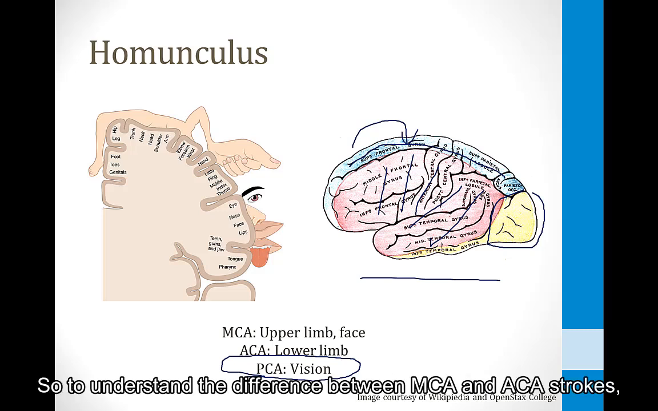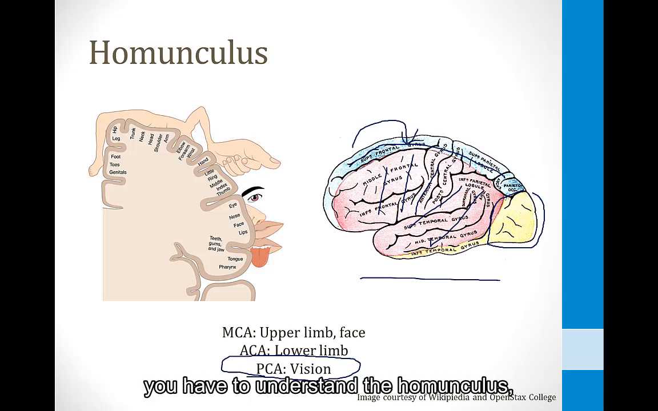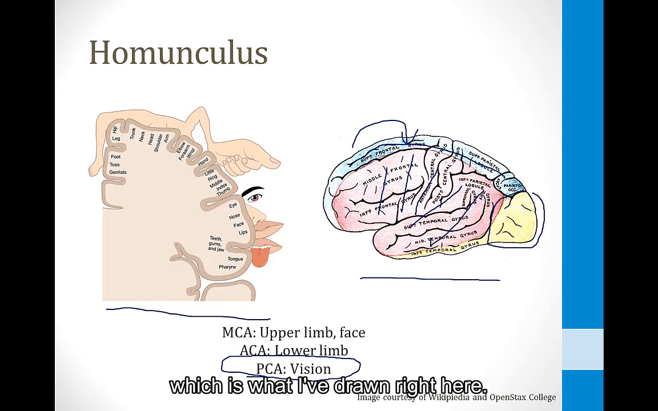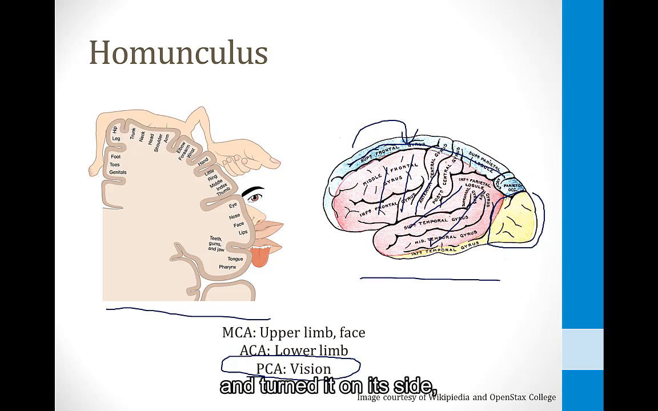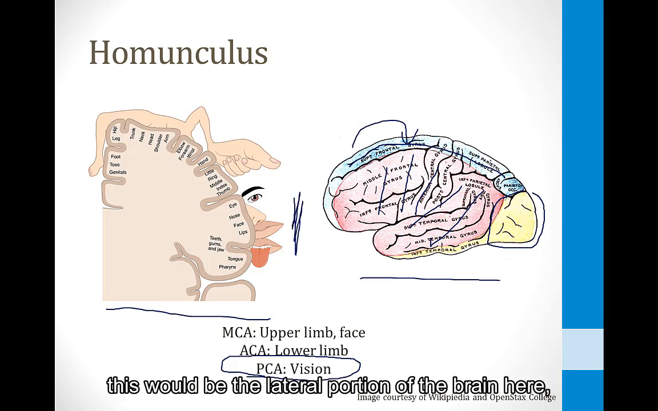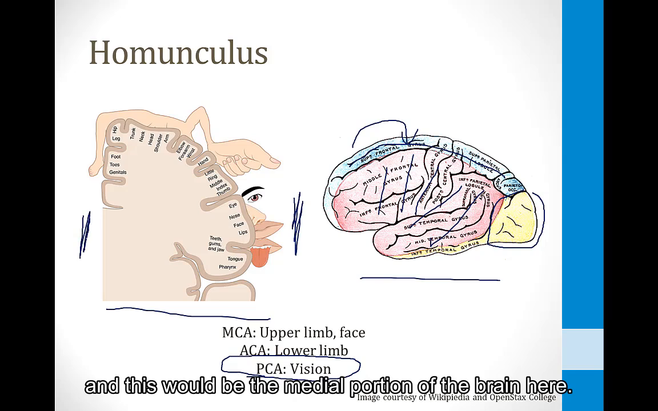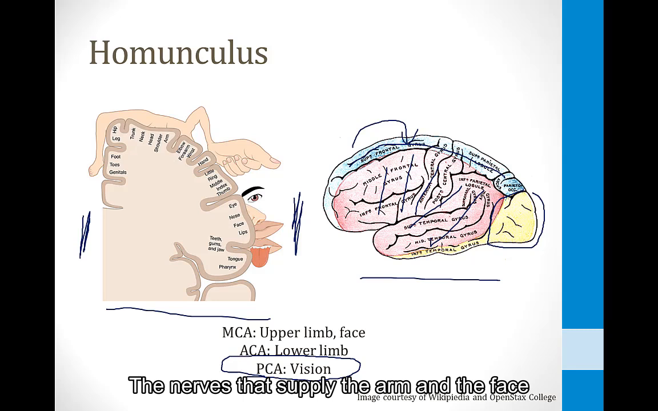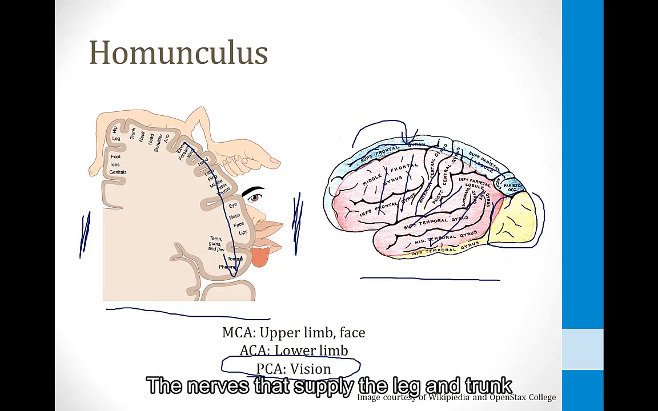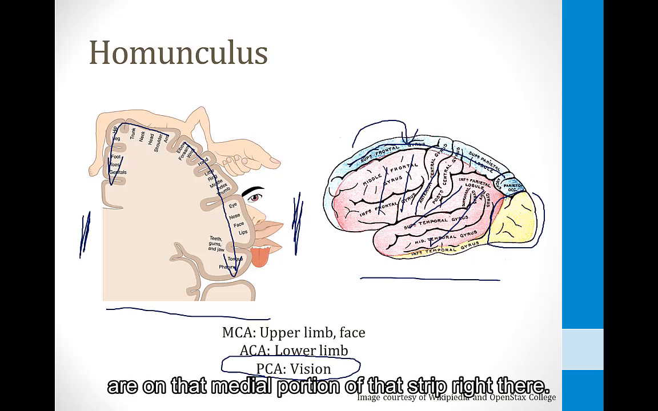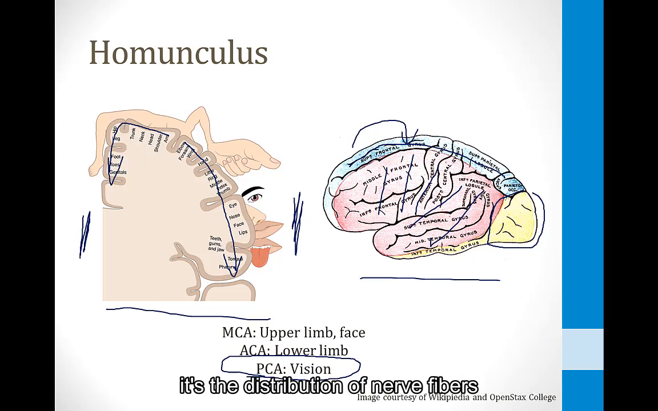So to understand the difference between MCA and ACA strokes, you have to understand the homunculus, which is what I've drawn right here. So if you took the motor strip out of the frontal lobe and turned it on its side, this would be the lateral portion of the brain here, and this would be the medial portion of the brain here. The nerves that supply the arm and the face are on the lateral portion of that motor strip. The nerves that supply the leg and trunk are on the medial portion of that strip right there. And we call this the homunculus. It's the distribution of nerve fibers in the motor strip of the brain.